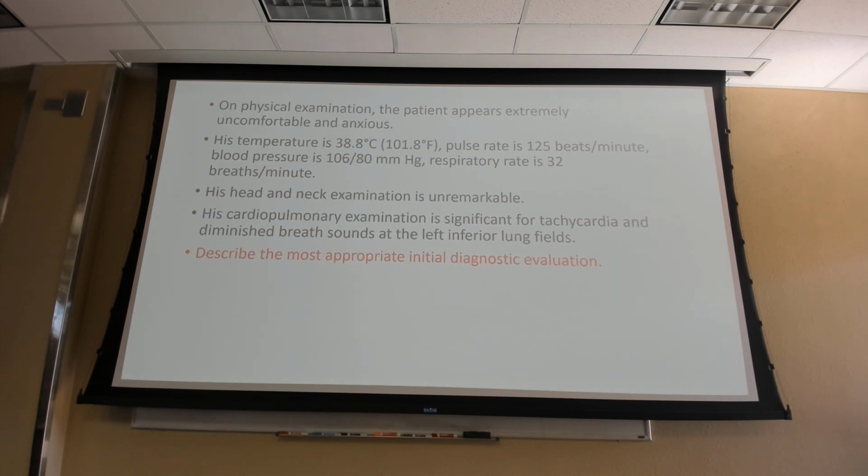All right, so on physical exam, he's extremely uncomfortable, anxious, febrile, tachycardic, not hypotensive, but tachypneic. Head and neck exam are unremarkable. On pulmonary exam, you have tachycardia, and then diminished breath sounds on the left. So what do you want to do initially? What's the initial workup for this patient?